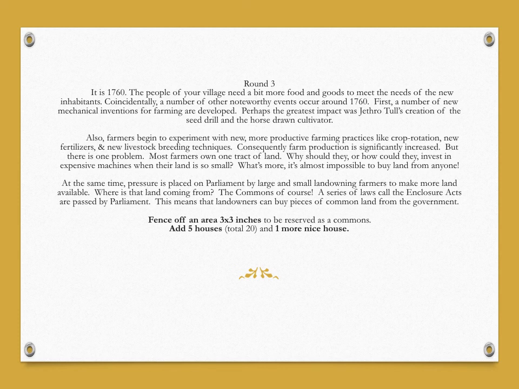So fence off an area 3 by 3 to be reserved as commons. They kept a green space, but a very small one, 3 by 3 inches. And if you're working on smaller paper, it should probably be 2 by 2 or 1 by 1. And now add 5 houses for a total of 20, and one more nice house for the other rich people that are moving to your town. And pause the video until you're ready to move on.